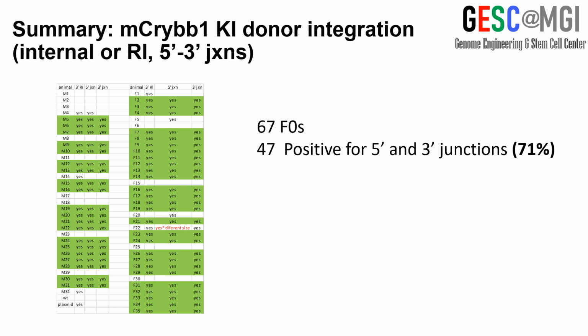Two things I want to point out are, although there's a very, very high success rate at 71%, there are still some animals that are positive for either just the 5' or 3' junction. And this can vary across projects, where some projects have a lot more of that discrepancy. And the second thing to point out is that it's not always clear in terms of the size of the band that it is the correct size.